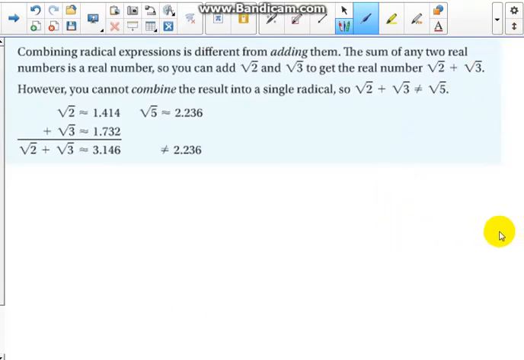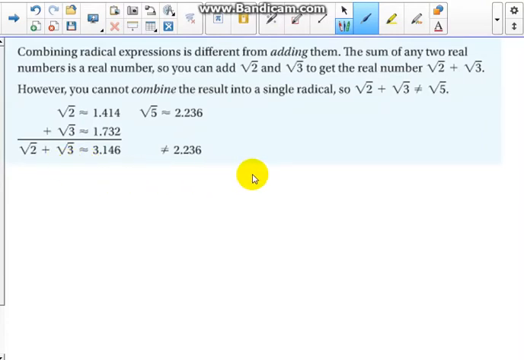So combining radical expressions is different from just adding them. The sum of any 2 real numbers is a real number. So you can add radical 2 and radical 3 to get the real number, radical 2 plus radical 3. However, it is not like adding radical 2 plus radical 3 equals radical 5. That is not the same. So keep this in mind.